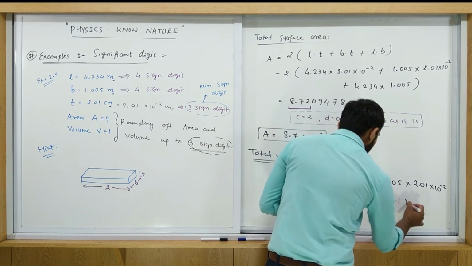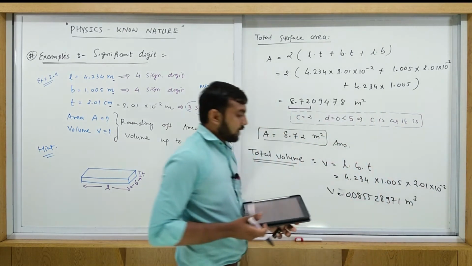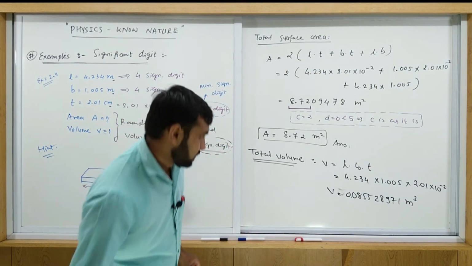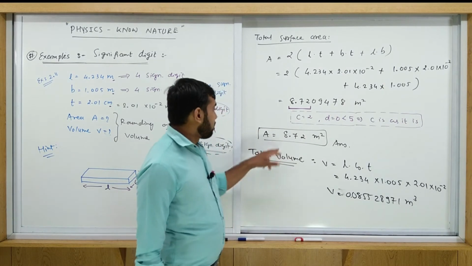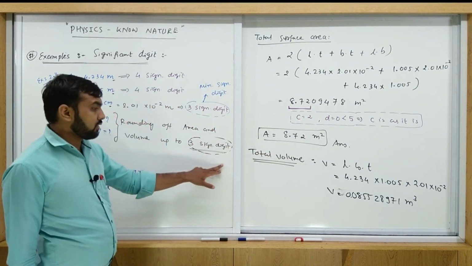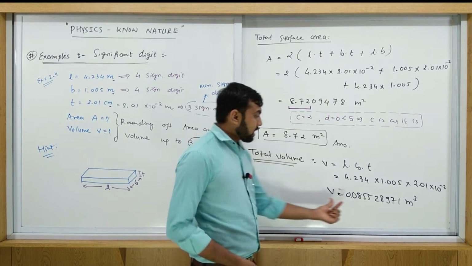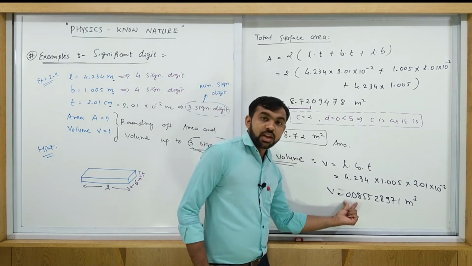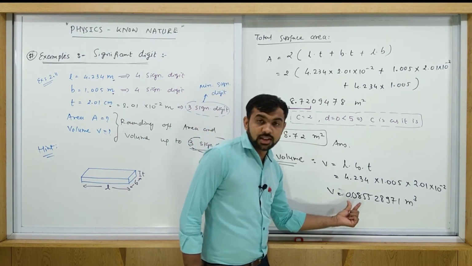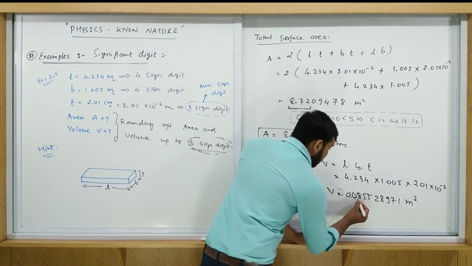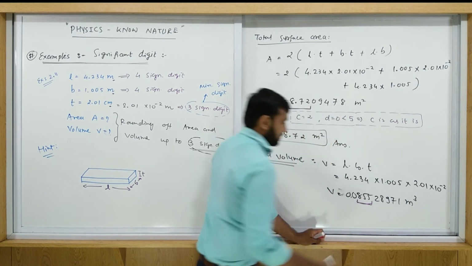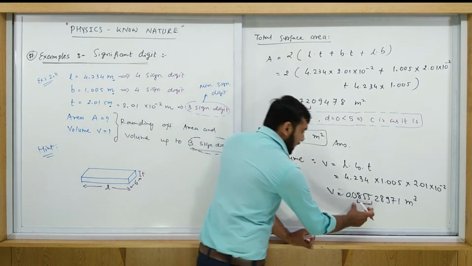0.085528 meter cube. After calculating, you get this answer. But is it correct or not? So again the answer is not correct. Why? We have to write this answer up to 3 significant digits. So left hand side 0 is never counted as a significant digit. Only right hand side 0 with decimal is counted. So you consider these 3. Okay, these 3 are significant.